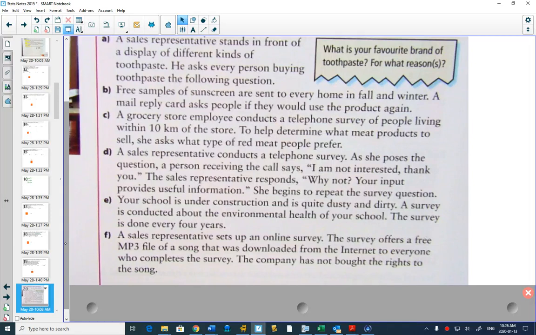And finally, a sales representative sets up an online survey. The survey offers a free MP3 file of a song that was downloaded from the internet to everyone who completes the survey. Okay? And the company has not bought the rights to the song, so there's an ethical problem there, giving away something that's not theirs. They're also sort of bribing people to do the survey.